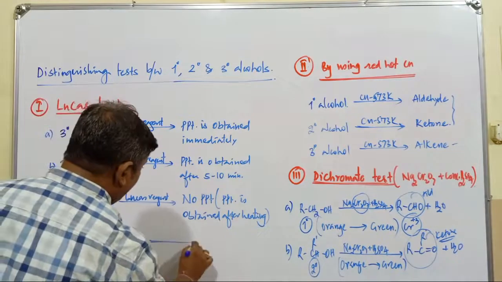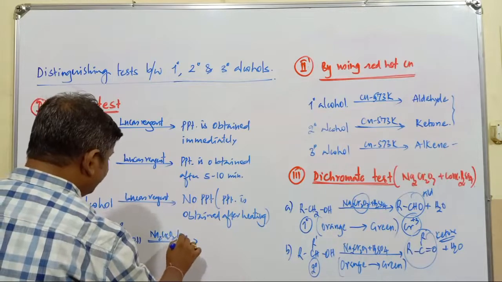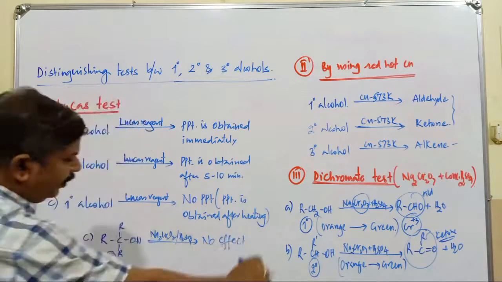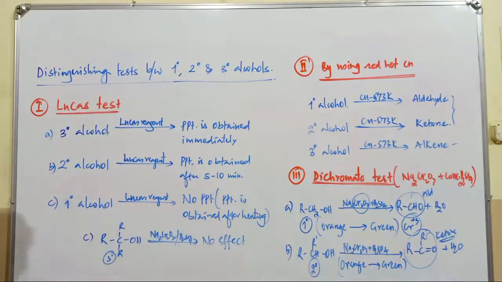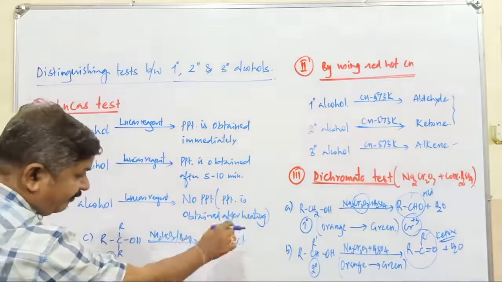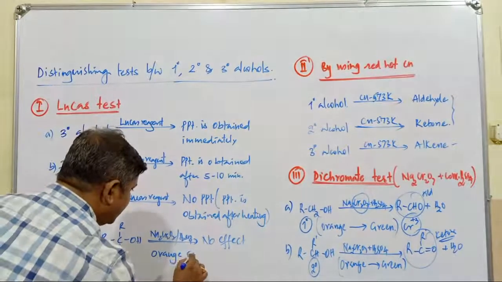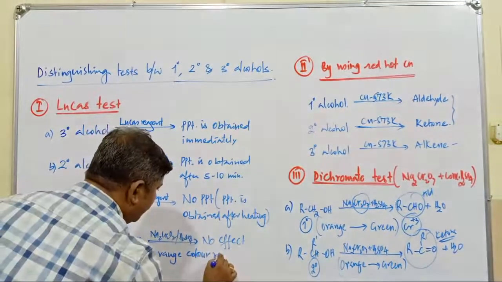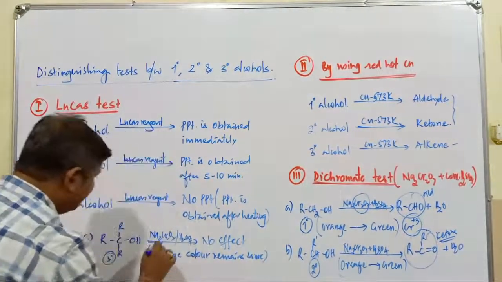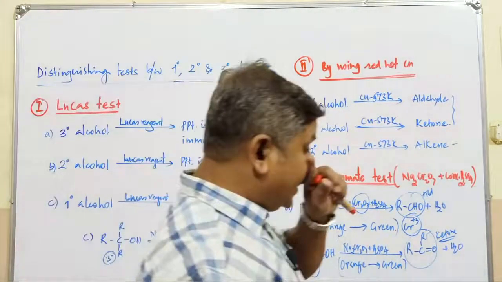When tertiary alcohols are treated with Na2Cr2O7 plus H2SO4, no effect is observed. Without heating, you cannot oxidize the corresponding tertiary alcohols. No heating, so no effect is going to be observed. So the orange color remains the same. Wherever the orange color remains the same, then that particular alcohol must be which one? Tertiary alcohol.